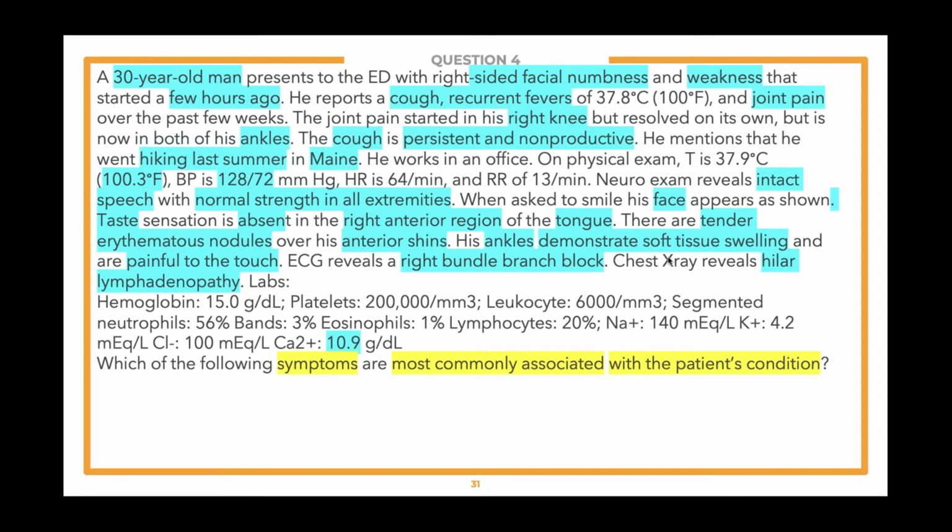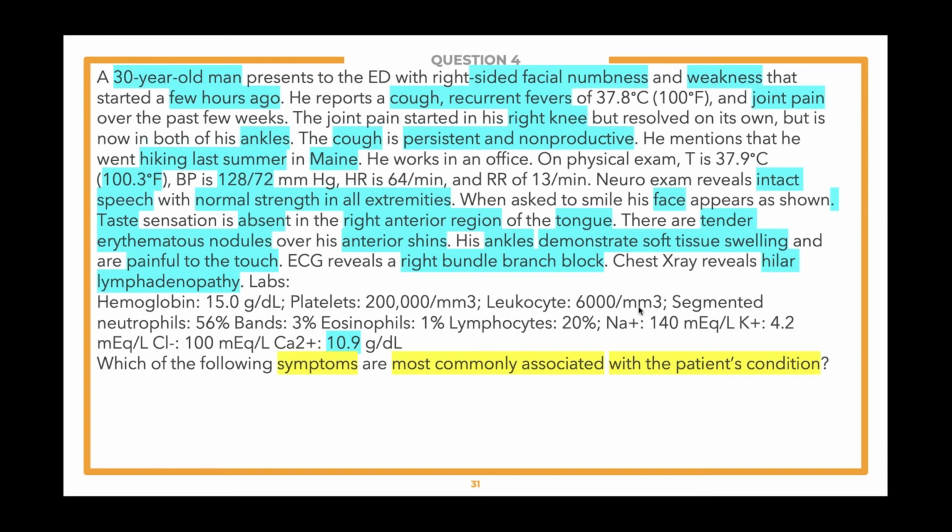So again, demographics: this is a 30-year-old male, and he's coming in because he's got right-sided facial numbness and weakness. And it started just a few hours ago, okay? Now they give us a lot of other pertinent positives. They tell us about a cough, fever, joint pains, okay? So anytime you're given a cough, you want to find out, was it productive, non-productive, was it acute, was it persistent? Travel history is important, vital signs are important, and again, as we talked about in Step 2, those physical exam findings are going to be very important, okay?